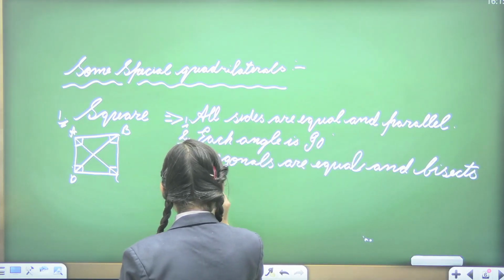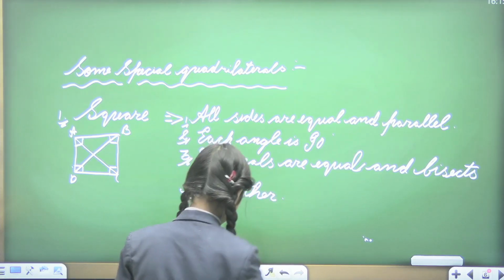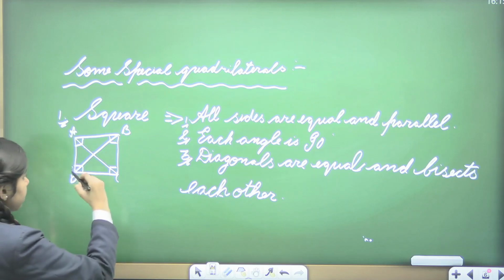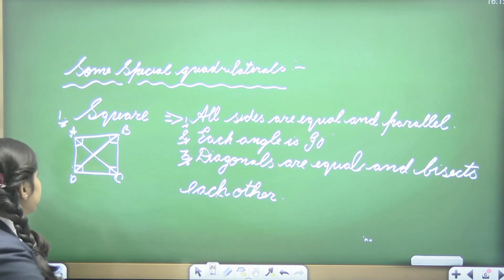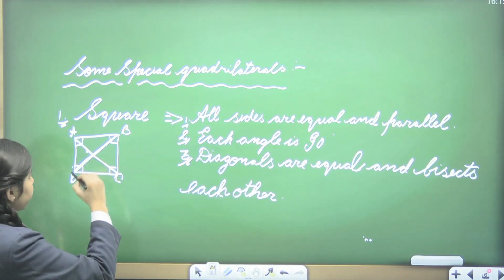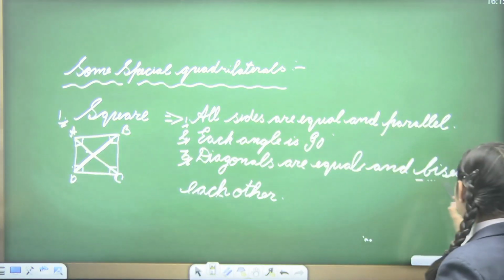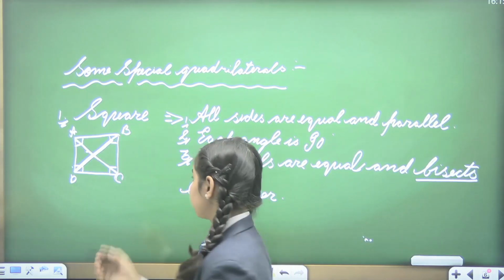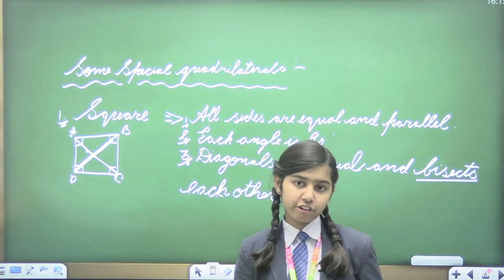Now, what does bisect mean? Bisect means cutting each other into half. Like we can see, this is a diagonal and this is another diagonal of this square. They intersect each other and they bisect because they are equal. They intersect each other, like I said, bisect means cutting into half, like they are cutting each other into half. So yeah, these were the properties of square. Now come to the next quadrilateral, and that is rectangle.